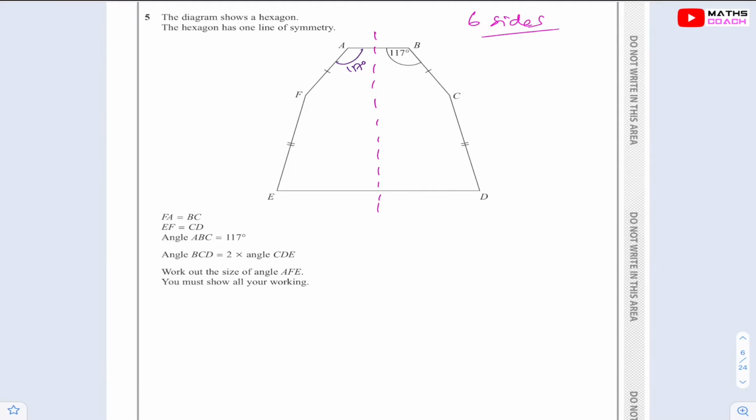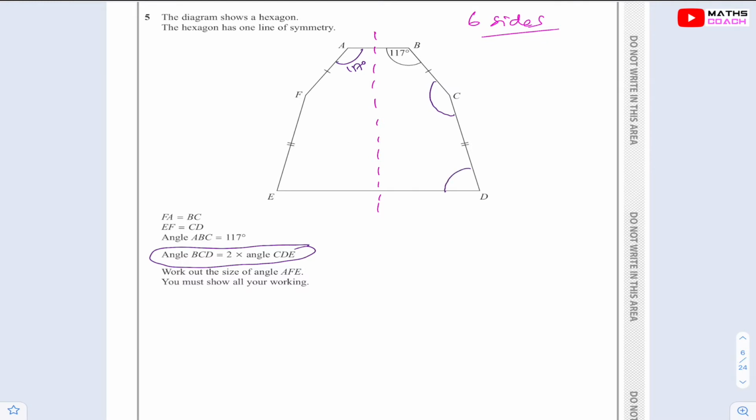So it tells us that F to A is equal to B to C, and you can see that by the markings, and also E to F is equal to C to D. Then it also tells us what we've just discovered, which is that the angle ABC is equal to 117. Then it tells us this very, very important part right there. It tells us that the angle BCD, so that's this angle right there, is equivalent to 2 lots of CDE, this angle right there.